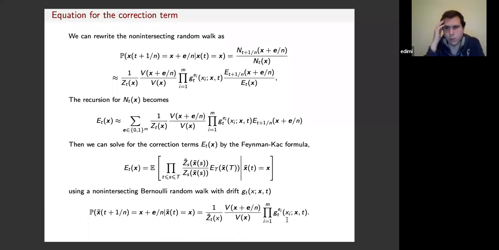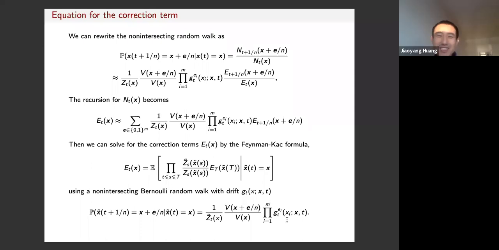But does it not also depend somehow on your polygonal domain? Yeah. We fix the polygonal domain.